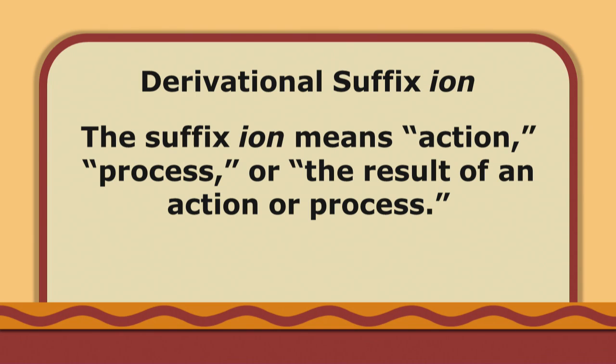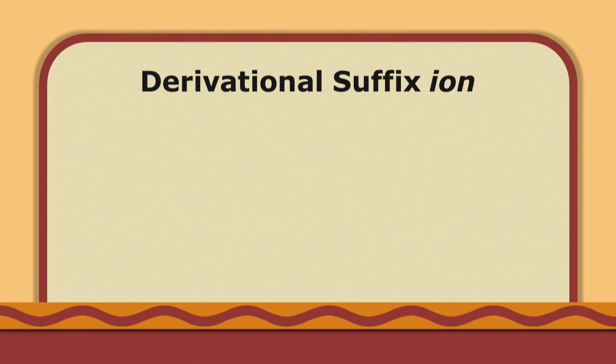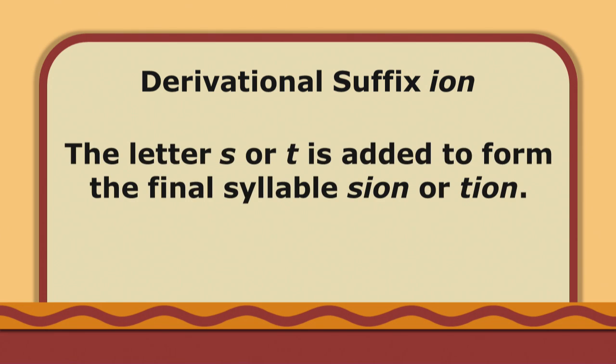The suffix ion means action, process, or the result of an action or process. The letter S or T is added to form the final syllable sion or tion. So you'll often see the ion with an S or a T in front of it, and that makes the final shun sound on the last syllable. Now we're going to look at the changes in spelling that happen to a base word when you add ion and how the meaning of the word changes.